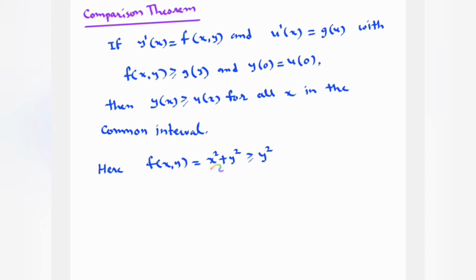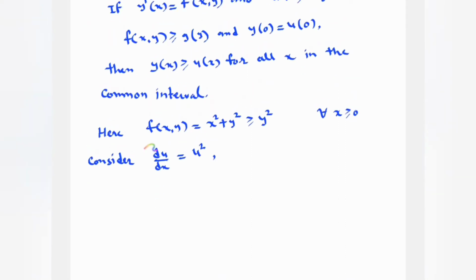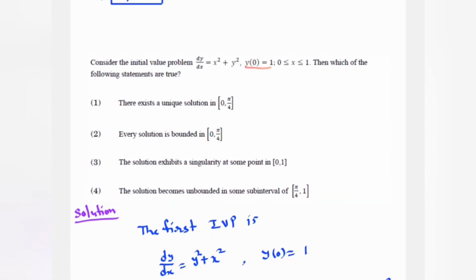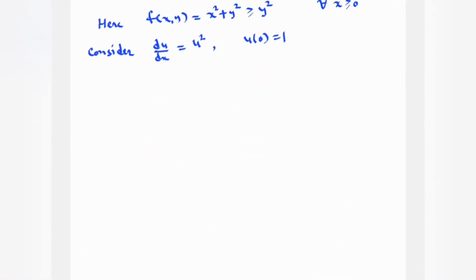Here f(x,y) = x² + y², which is greater than or equal to y² for all x ≥ 0. We will consider the differential equation du/dx = u². So here g(u) is u², and the condition is the same as the initial value problem given in the question, y(0) = 1; we have taken u(0) = 1. Now we will solve this equation and decide the blow-up behavior of the solution y(x).